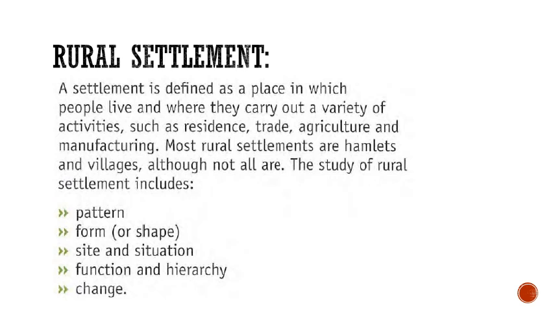Rural settlement. A settlement is defined as a place in which people live and where they can carry out a variety of activities such as residence, trade, agriculture and manufacturing. Most rural settlements are hamlets and villages, although not all are. The study of rural settlements includes pattern, form or shape, site and situation, function and hierarchy, and chain.